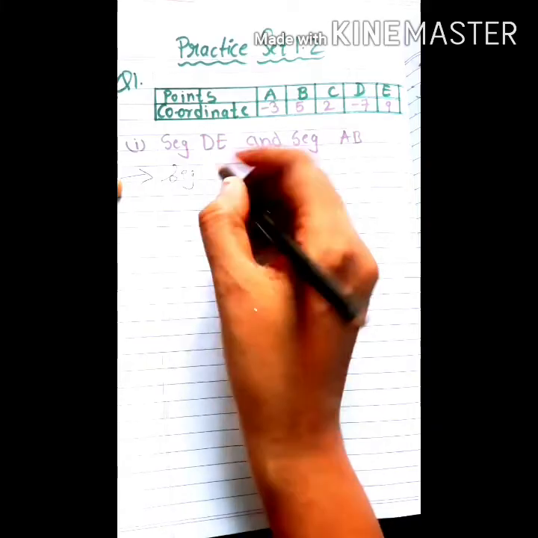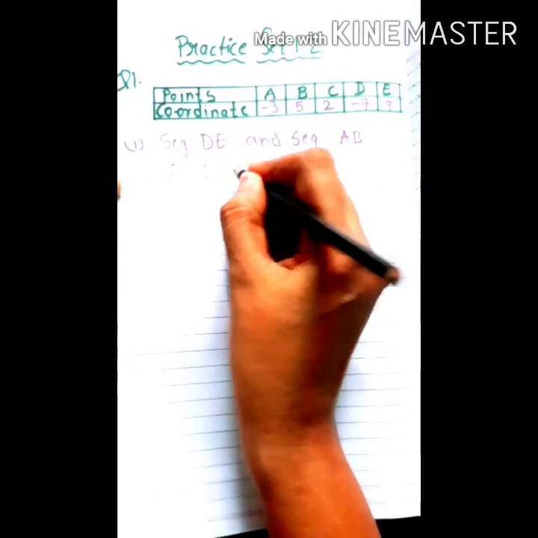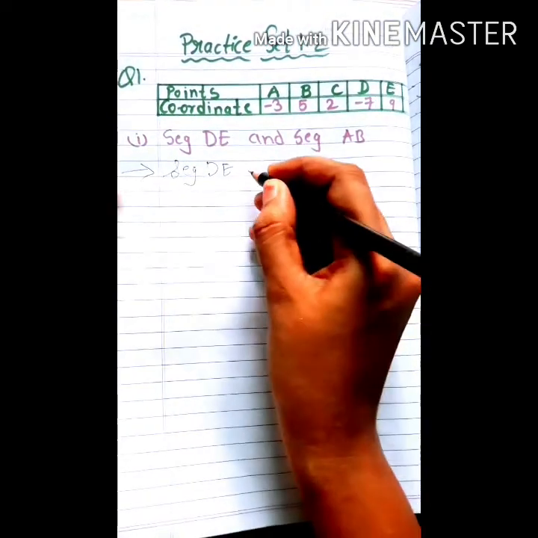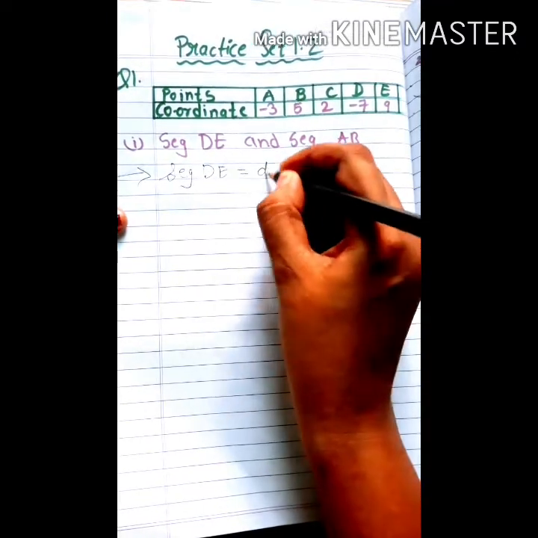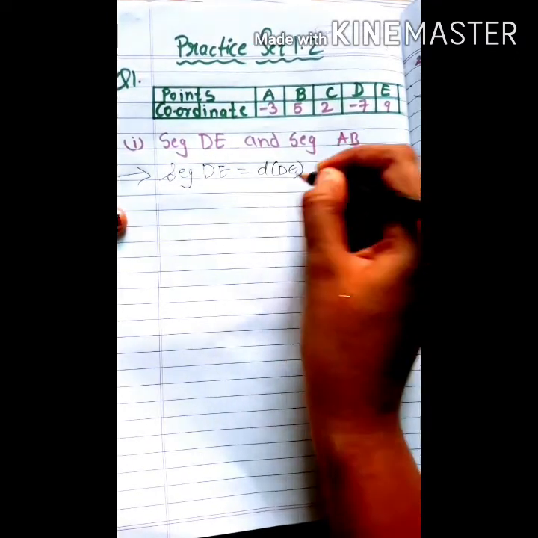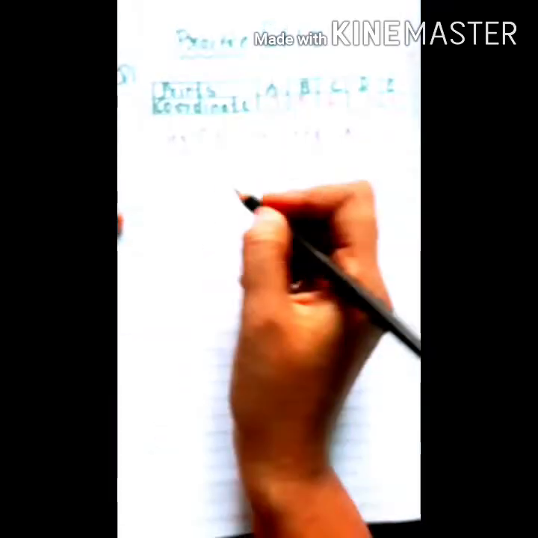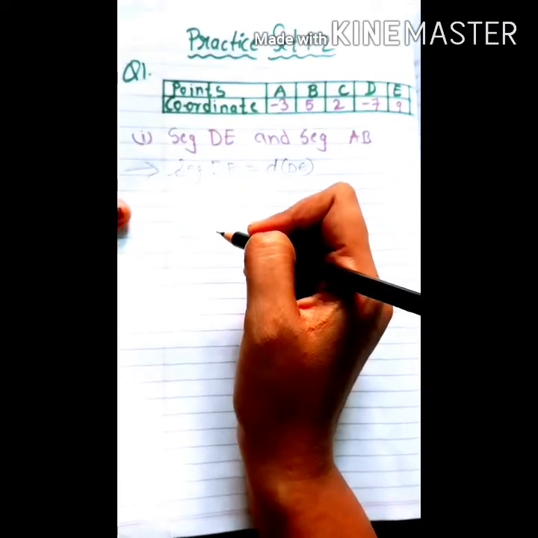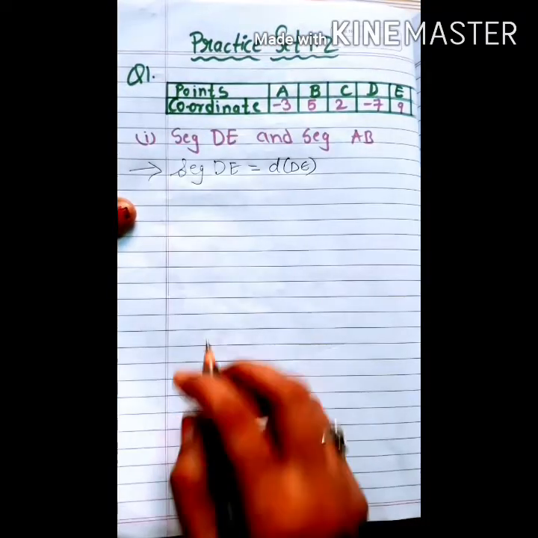Segment DE equals the distance of DE. To find the distance, we have to write the coordinate of the given segment.